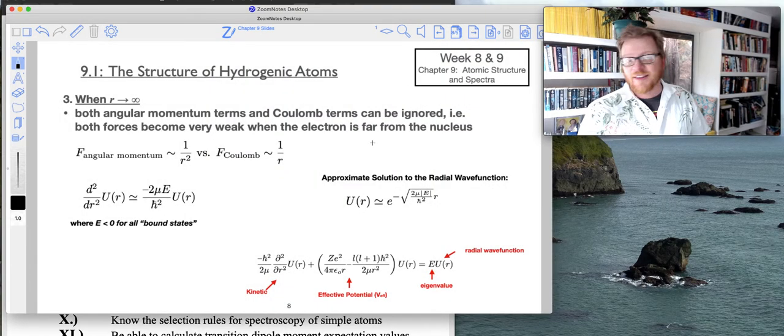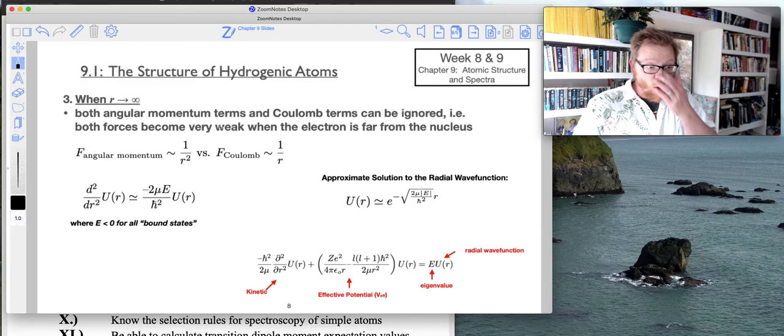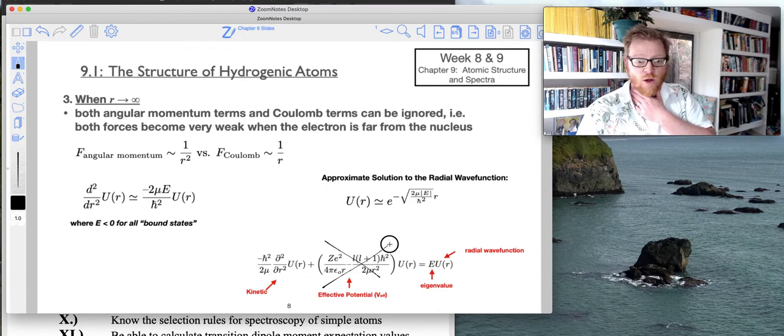Okay, so then finally, the last condition, when r approaches infinity. Both angular momentum and Coulomb's terms can be ignored because both forces become very weak when the electron is far from the nucleus. So the only thing that the electron has to consider is kinetic energy.